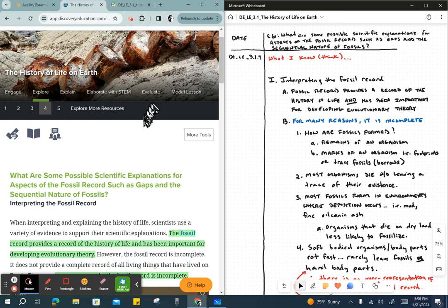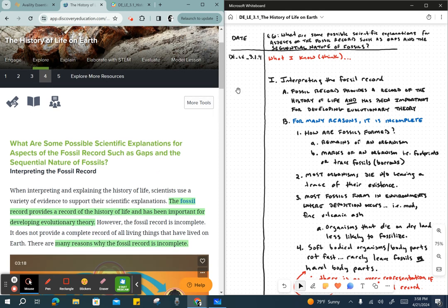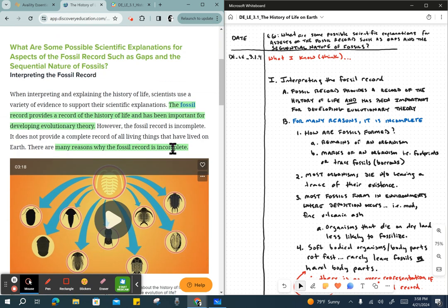Okay, let's take a look at Explore 4, the history of life on Earth. Go and draw out your notes and put your date. Go and put your reference, Discovery Education, Living Earth 3.1.4, Explore number 4. And there's your essential question.